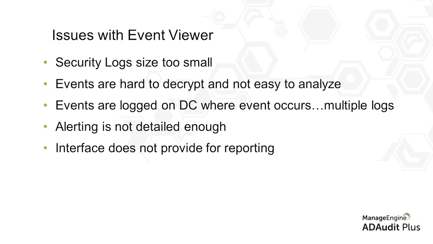Events are hard to decrypt and not easy to analyze. For instance, one particular question that administrators would get is, when was the last time your domain admin group changed membership? Can you search that with the Event Viewer? Can you do a right click, find, and just type domain admin? The first event that you see, can you be super confident that that was the last time a domain admin group changed membership? No, it does not do that. It just surfaces the first domain admin keyword that it finds.